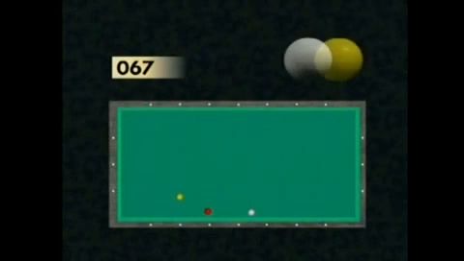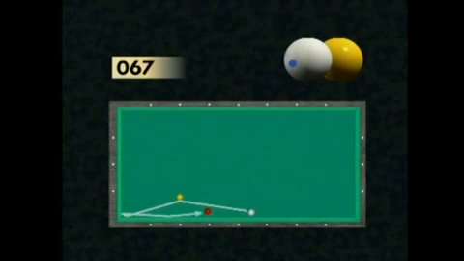Remember that to apply maximum English to the cue ball, you have to hit it at its center level. The smoothness of the shot is also an element of precision.